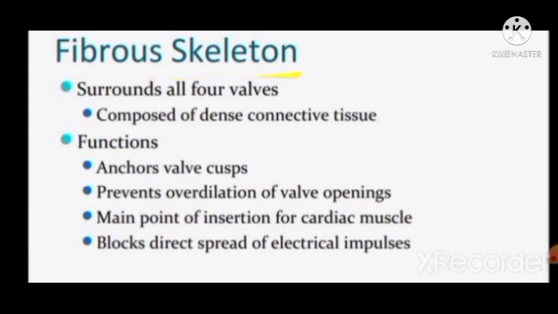The fibrous skeleton of the heart is surrounded by four walls composed of dense connective tissue. Its functions are to anchor the valve cusps, prevent overdilation of valve openings, provide the main point of insertion for cardiac muscles, and block direct spread of electric impulse. This is the function of the fibrous skeleton present in the human heart.